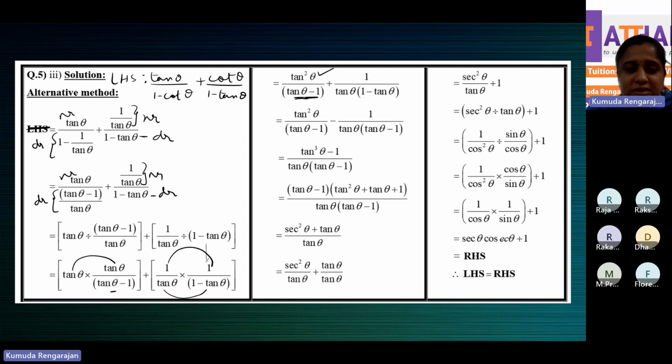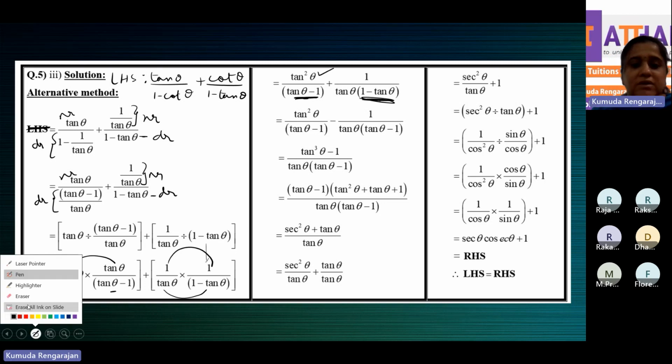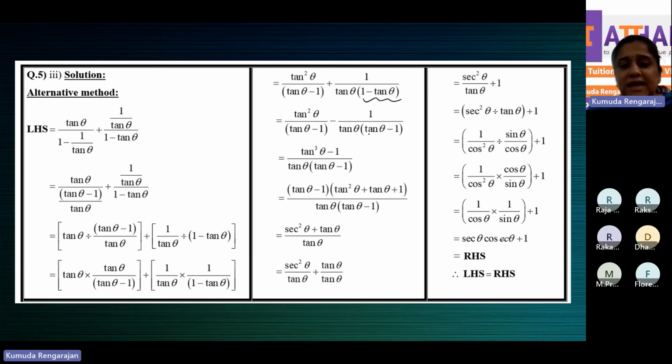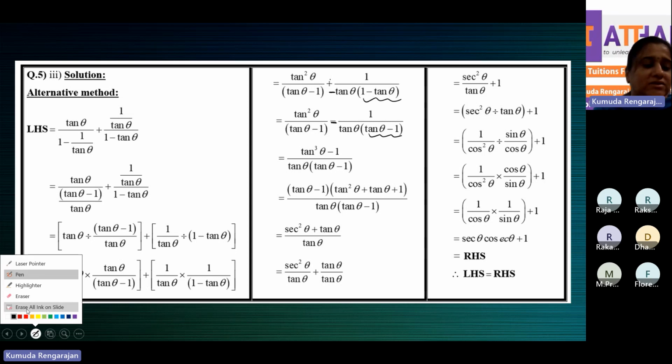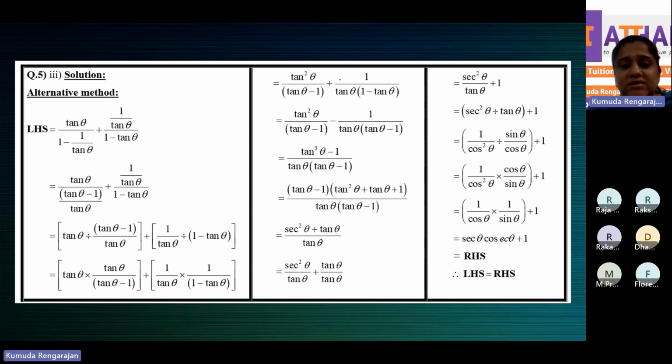Now again, you can see tan theta minus 1, 1 minus tan theta. A minus B, B minus A. So write this one as tan theta minus 1 and take a minus outside. In the next step, what will happen? Minus into plus is minus. So you can also write it directly like this. In the next step, you can change this plus to minus and write this 1 minus tan theta as tan theta minus 1. Okay. So that's the next step.